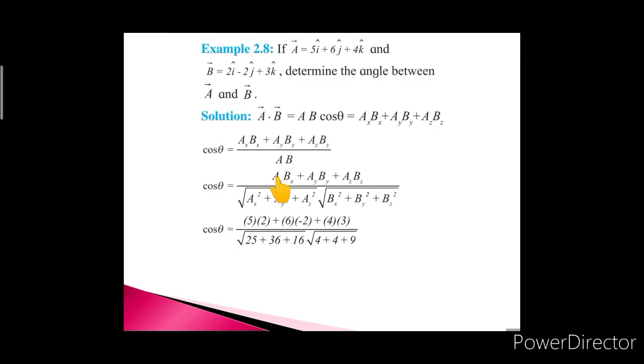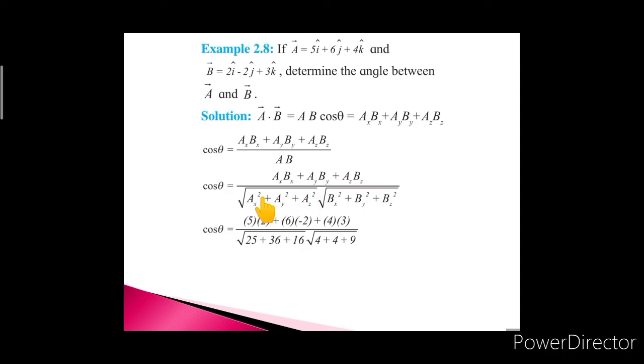Ax into Bx is there, as Ax is 5 and Bx is 2. So, here we have to write 5 into 2. Then plus Ay into By, Ay is 6, By is minus 2. So, here we are supposed to write 6 into minus 2. Then plus sign Az into Bz. Az is 4, Bz is 3. So, we are supposed to multiply 4 with 3 and hence here we have to write 4 into 3. Then divided by the product of the magnitude of vector A and vector B.